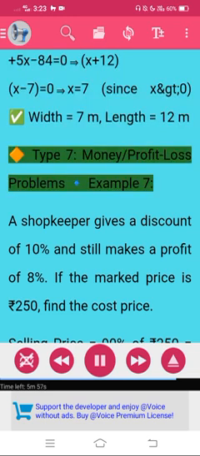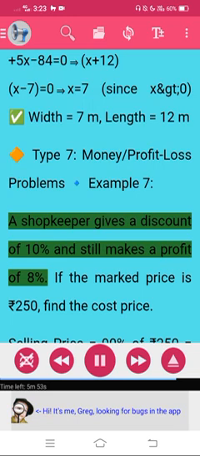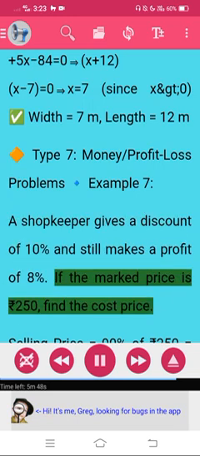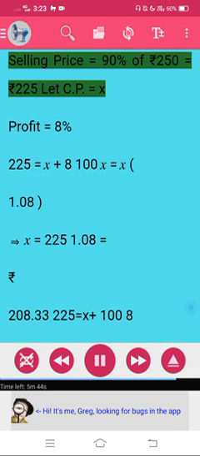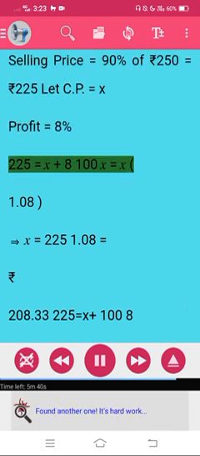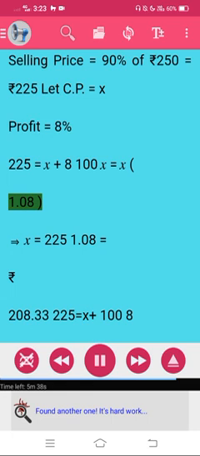Type 7: Money, profit and loss problem. Example 7: A shopkeeper gives a discount of 10% and still makes a profit of 8%. If the marked price is 250 rupees, find the cost price. Selling price equals 90% of 250 rupees equals 225 rupees. Let CP equal x. Profit equals 8%. 225 equals x plus 8 over 100 of x, equals x times 1.08. Rightwards double arrow x equals 225 over 1.08 equals 208.33 rupees.